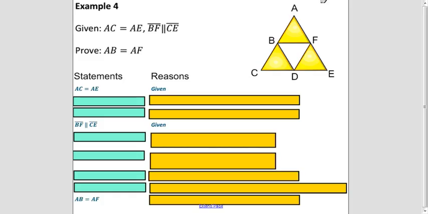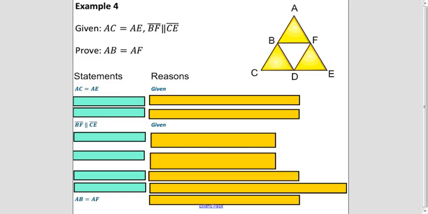Finally, here's one that has the Triforce from Zelda in it. And this is a nice shape for geometry, has a lot of nice properties. And we can use it to solve this proof. So they tell us that the measure of side AC is the same as the measure of side AE, and that BF and CE are parallel.